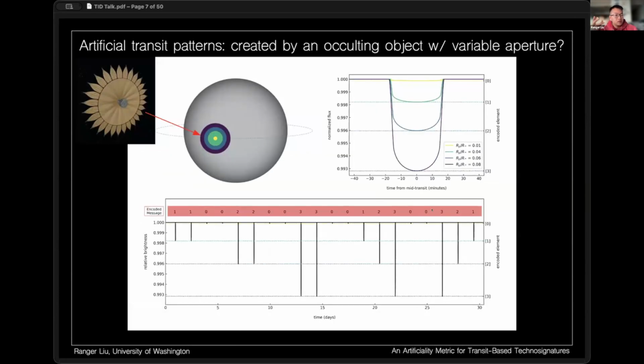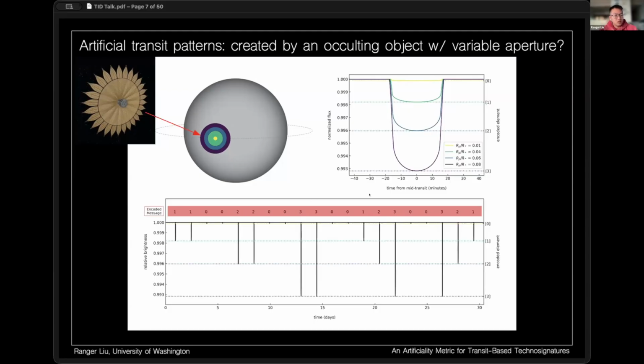One way that these artificial patterns could be made is by having a single artificial occulter orbiting, which has the ability to change its radius, maybe through some kind of variable aperture, maybe something like a JWST sunshade-like megastructure. By changing its radius, it can change the depths of its transits. And these transits would occur at regular intervals as this thing is orbiting around its star. And so you'd be able to encode some kind of message using these varying depths.